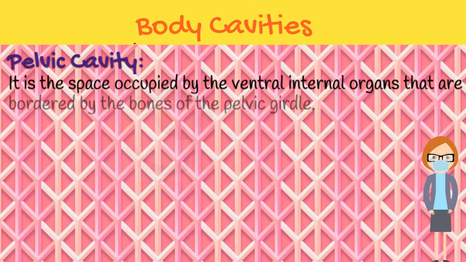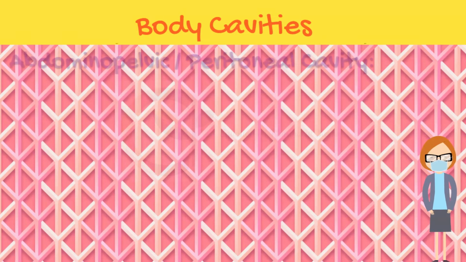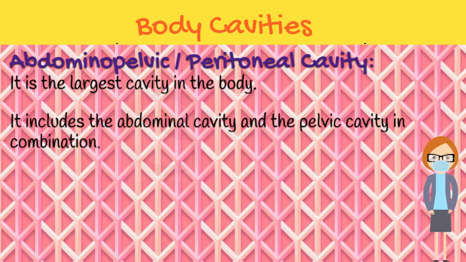Pelvic cavity. It is the space occupied by the ventral internal organs that are bordered by the bones of the pelvic girdle. Abdominopelvic or peritoneal cavity. It is the largest cavity in the body. It includes the abdominal cavity and the pelvic cavity in combination.